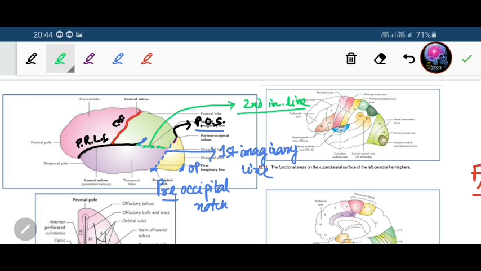Now the frontal lobe lies anterior to the central sulcus and above the posterior ramus of lateral sulcus. That is the frontal lobe. The parietal lobe lies behind the central sulcus and in front of the upper part of the first imaginary line. This is the upper part of the first imaginary line, and below, the parietal lobe is bound by the posterior ramus of lateral sulcus and the second imaginary line.